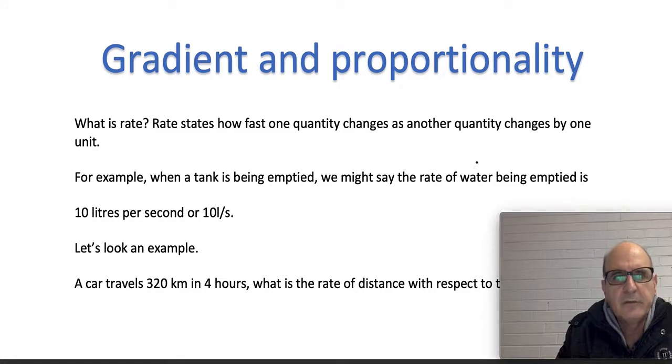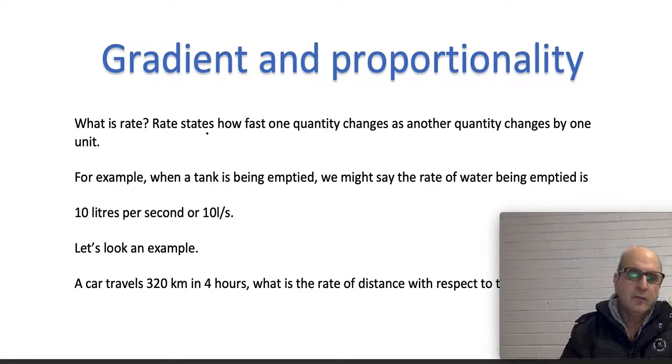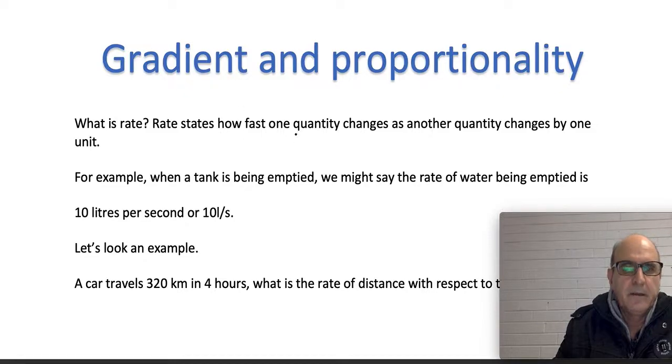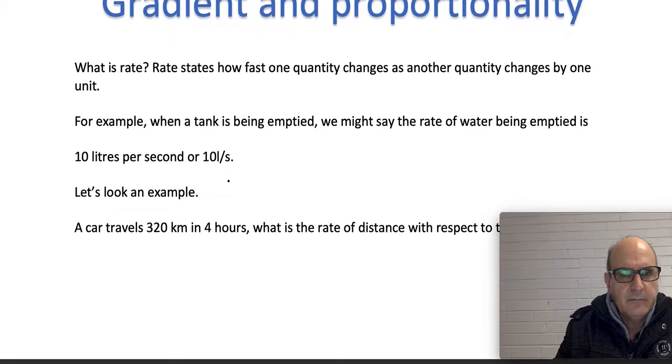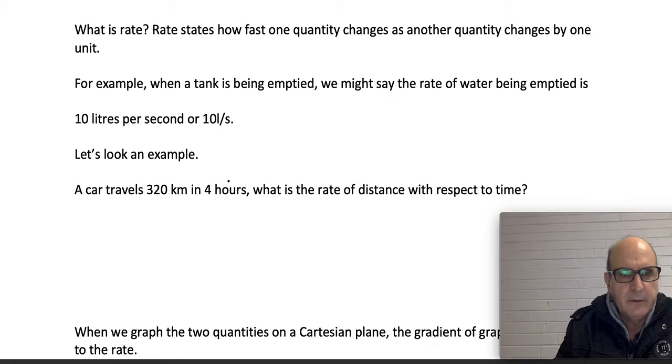Hello, the subject of this lesson is gradient and proportionality. What is rate? Rate shows us how fast one quantity changes as the other quantity changes. So basically, we're talking about two quantities which are related and we are comparing them to each other. And the second quantity has to be expressed in 1 unit. Let's see if we can do an example on that.